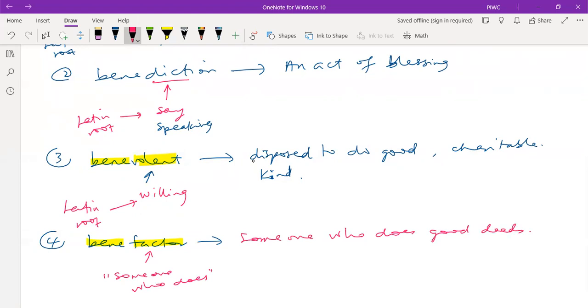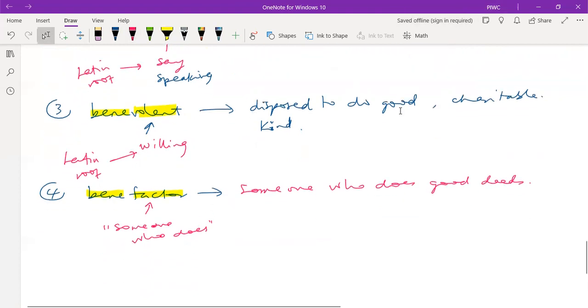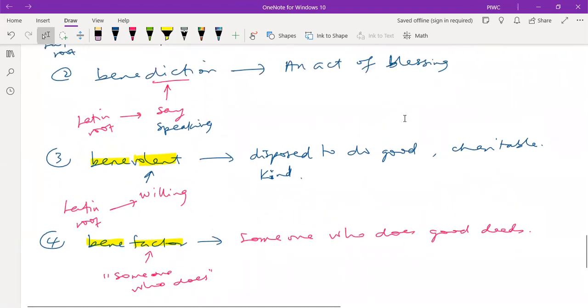Okay. So I hope at least this first session of Roots of Words has given you a lot of insight into what you can do if you know the meaning of the origin of the roots.